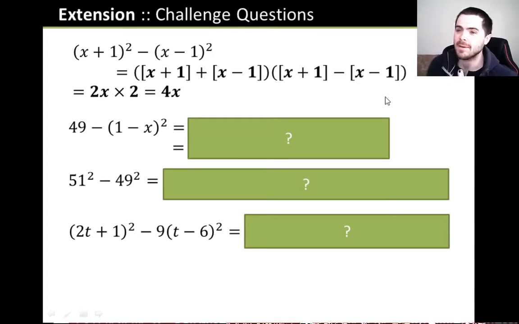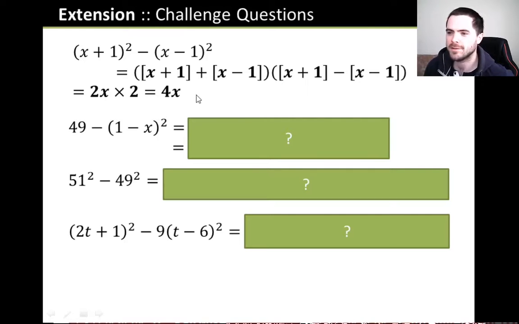I'm going to start that again. Square root of this, square root of this. x plus 1, x minus 1. This plus this, so x plus 1 plus x minus 1, all times by x plus 1 take away x minus 1. Take your time with that. Draw it out for yourself.